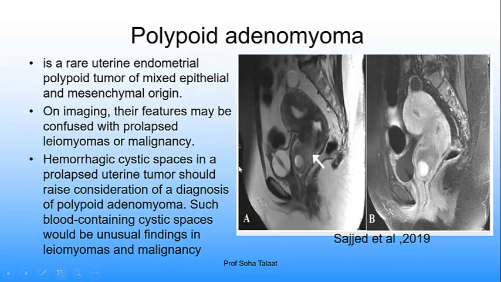And there is a more rare lesion. So the main differential diagnosis will be the polyp and the fibroid, and then excluding malignancy, mainly in the postmenopausal age group. What about this lesion? This is polypoid adenomyoma. What is polypoid adenomyoma? It is a rare uterine endometrial polypoid tumor of mixed epithelial and mesenchymal origin.